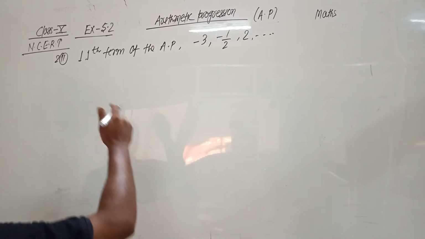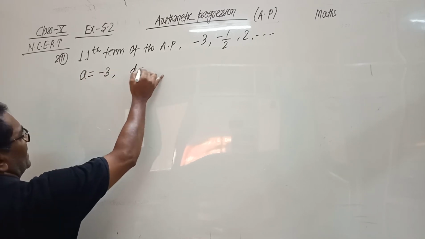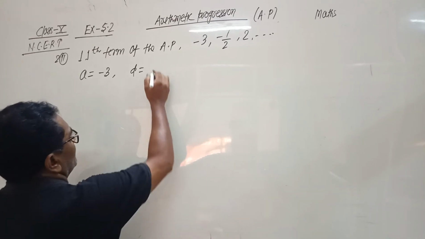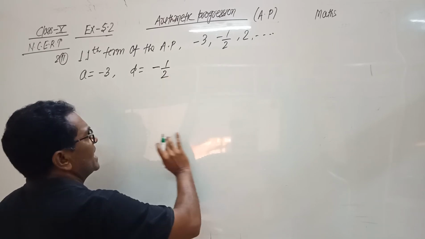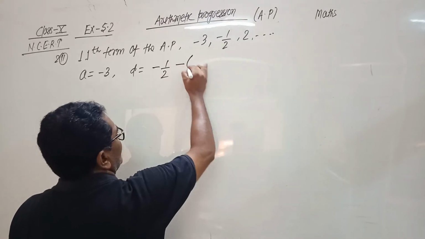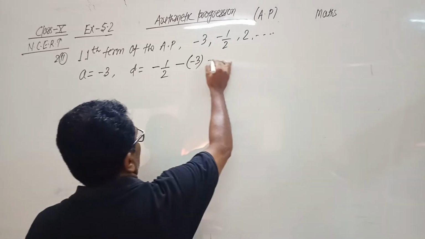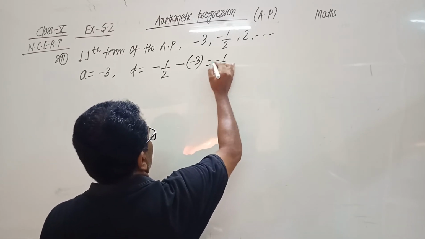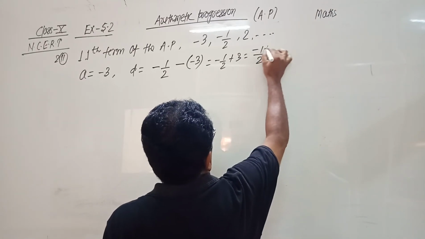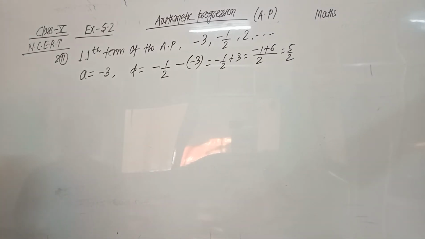So in the very beginning we find the value of a, the first term, and the common difference is calculated by subtracting the first term from the second term. The second term is minus 1 by 2 and we have to subtract the first term, so it is written as minus 3 in brackets. So we get minus 1 by 2 plus 3, taking LCM 2, minus 1 plus 6 means 5 by 2. This is the value of the common difference.